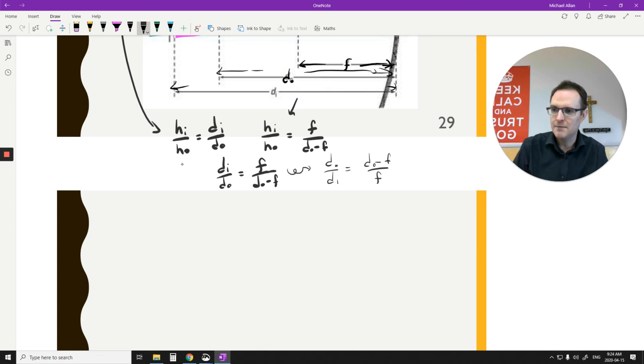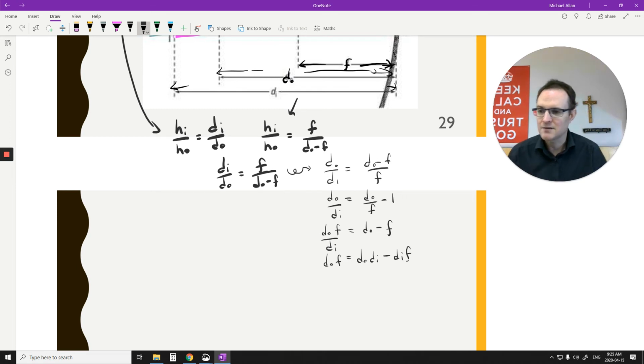Flip that over. Again, I'm going to separate this side over here. So it says DO over F, and then minus F over F, which is 1. Okay. I'm going to times the F around. So I'm going to times both sides by F. So I get this situation. Okay, and then I'm going to times both sides by DI, sorry, to get rid of the denominator of DI. So I get something like that.